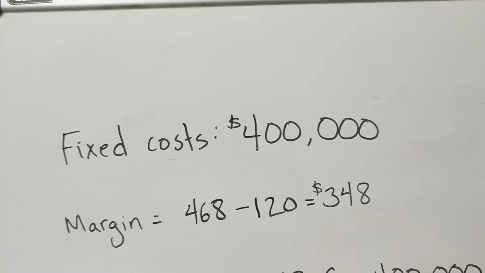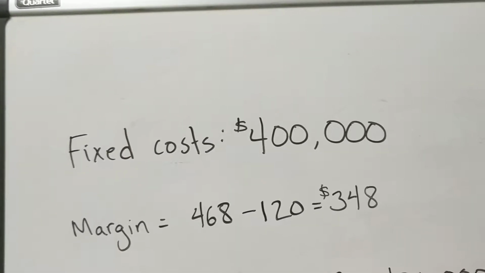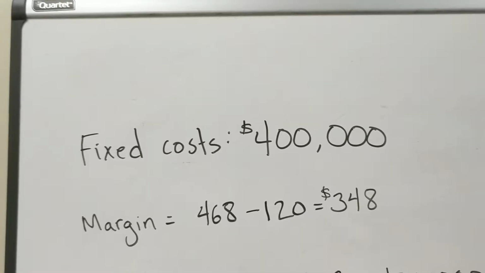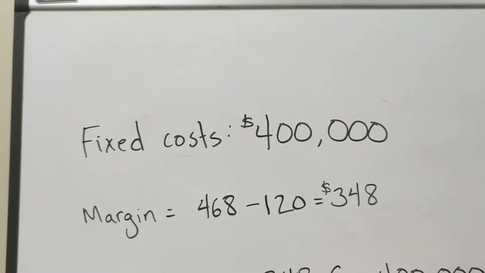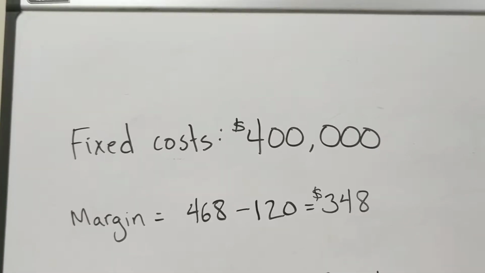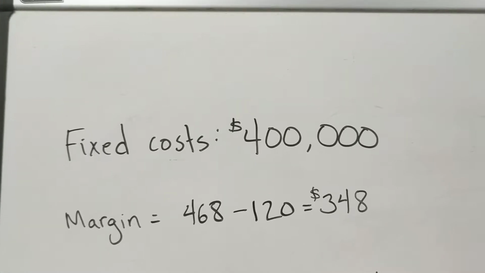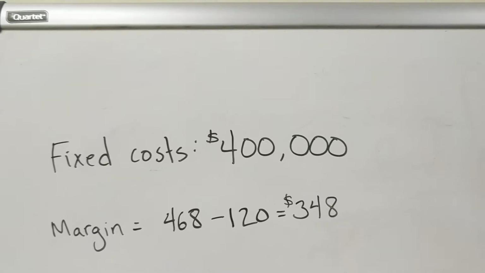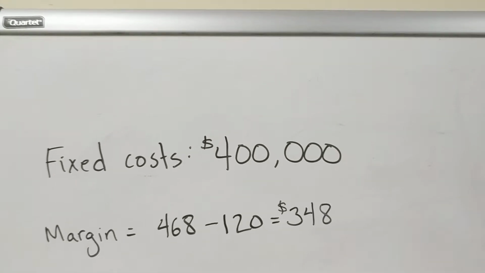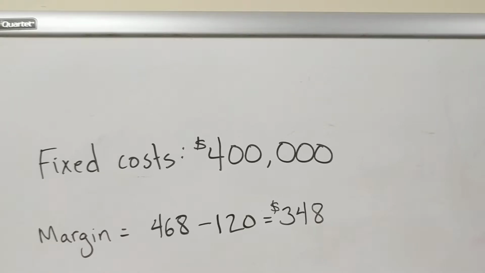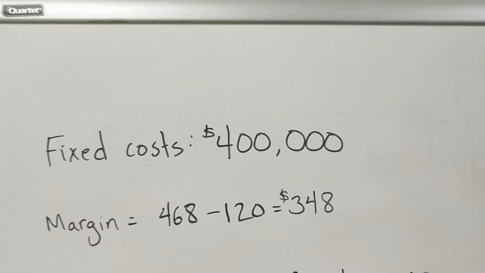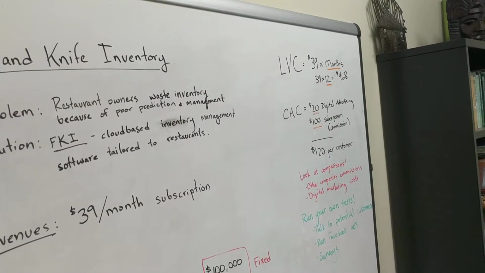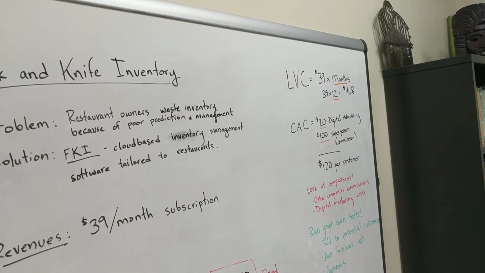Now, what we do for margins is we take the lifetime value of the customer, how much money we're getting from them, $468. And we're going to subtract the variable costs. In this case, the only variable cost is the cost of acquiring a customer. There's no cost of goods sold, and that's because once I've built out the software, it doesn't really cost me any more for one additional customer to use that software. So again, we've got $468, which is the same as my lifetime value of a customer. We've got $120, which is the same as my cost of acquiring a customer.